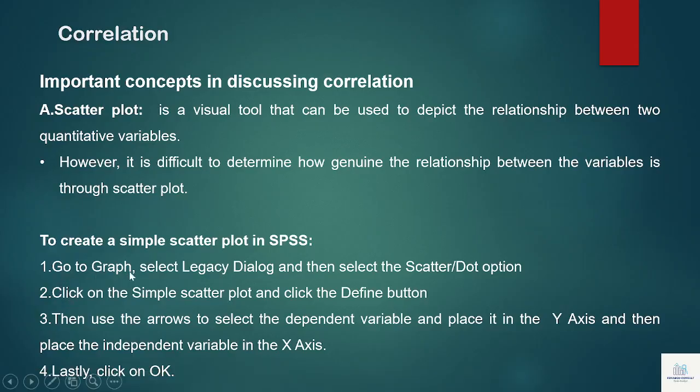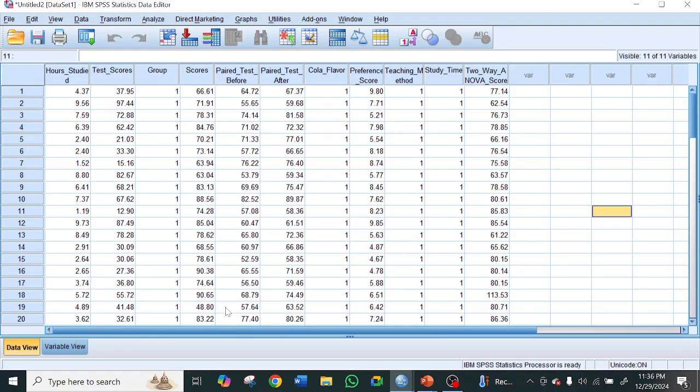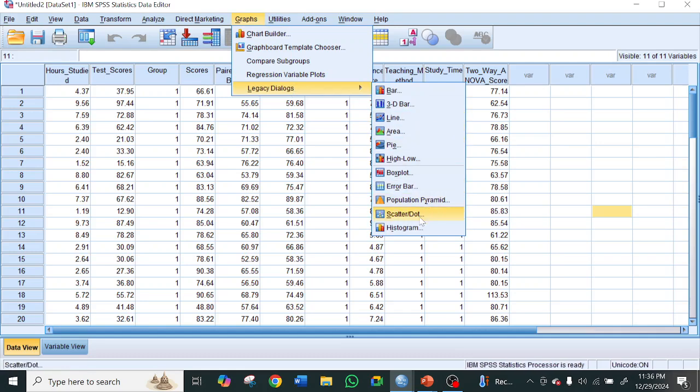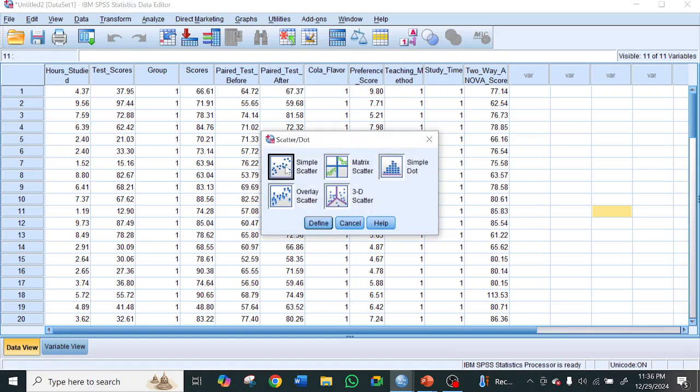So we just go to Graphs, select Legacy Dialogs, then select the Scatter/Dot option. We click on the simple scatter plot and click on the Define button. Then we use the arrows to select the variables and place them on the x-axis and y-axis. Then we click OK. So this is just what we need to do to be able to do a scatter plot. So we want to do a scatter plot for hours of study and test scores. So let's come to Graphs, Legacy Dialogs, Scatter/Dot, we select. We want to use just simple scatter. Yes, you may also ask the question, what are the others for?